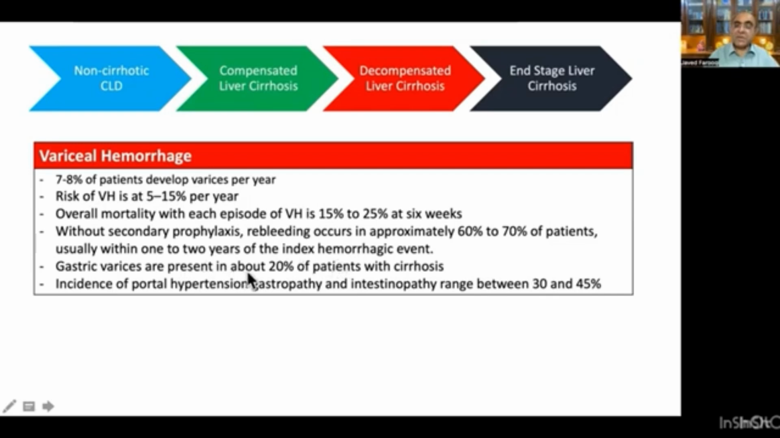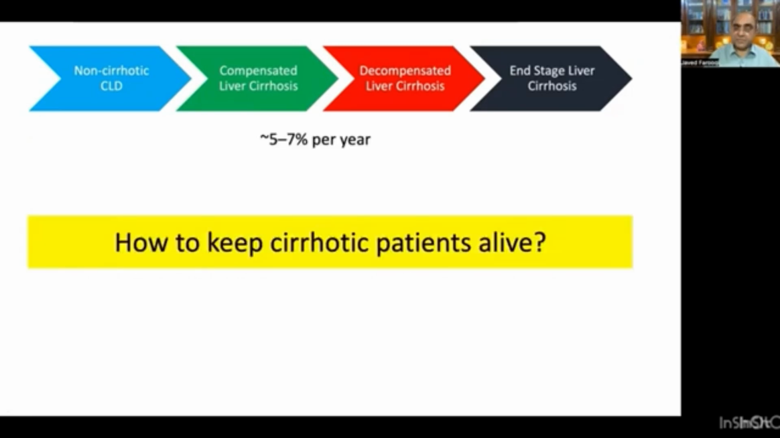Gastric varices are present in about 20% of patients with cirrhosis, and the incidence of portal hypertensive gastropathy and intestinopathy ranges from 30 to 45%. So variceal hemorrhage in itself is a huge complication and carries a lot of morbidity and mortality.